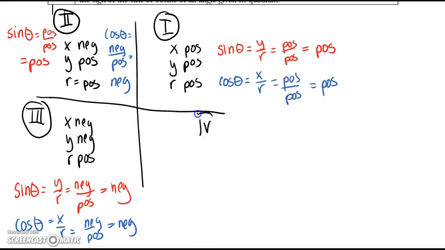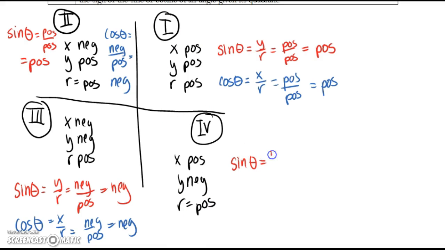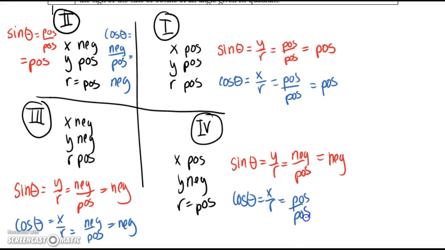And in quadrant 4, x is positive, y is negative, r is always positive, and the sine of theta, which is y over r, is negative divided by positive, which is negative, and cosine theta, which is x divided by r, is positive divided by positive, which is positive.